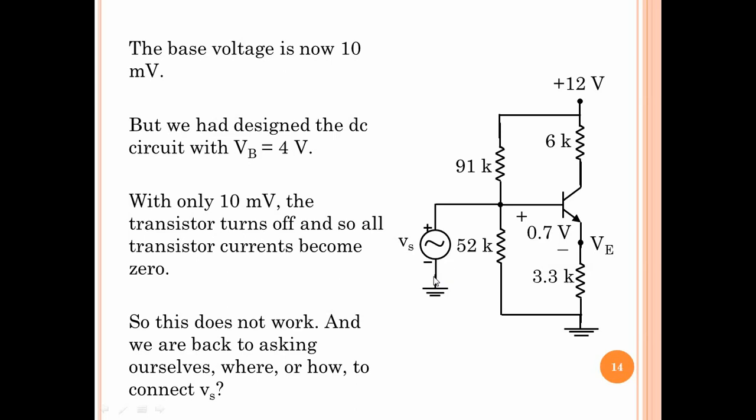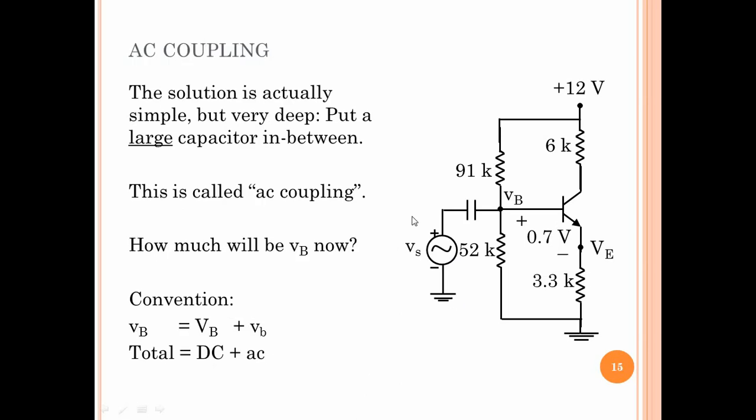Where do we connect Vs? We want to connect Vs so that this circuit works as an amplifier. The answer actually is simple, but it is also very deep. We'll go through this quickly. You think about it for a long time and make sense of it. The answer to our puzzle is to put a capacitor between the signal source and VB. It's just simple, but it is very deep. The circuit behavior of this is very deep. This, by the way, is called AC coupling. That is just a term that is used.